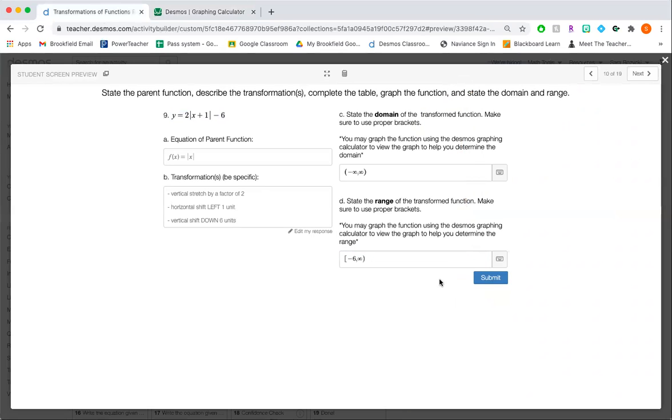Make sure you're using your proper brackets here. So you're using these square brackets on any value except for infinity.